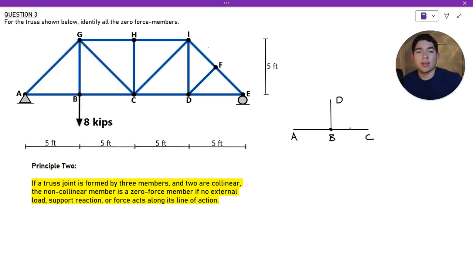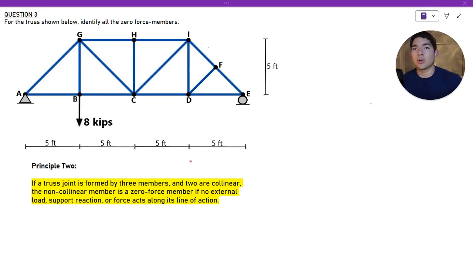So what principle 2 is saying is that when we have cases like these, that third non-collinear member is going to be a zero force member as long as there's no reaction force or external load acting through it. So in this drawing, the zero force member would be DB. That third non-collinear member doesn't necessarily have to be perpendicular to the two collinear ones either. In this example here, member FH would also be a zero force member as long as there's not any support reactions or external forces acting through it. So now that we've gone over principle 2 and how to apply it, let's use it to solve question number 3.